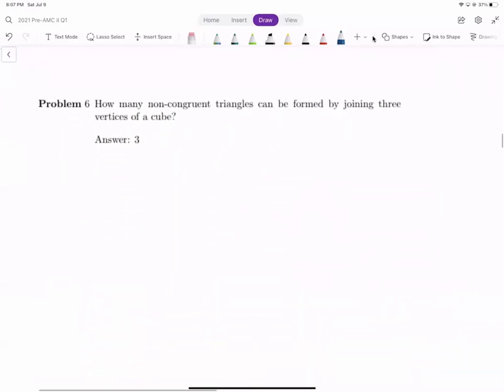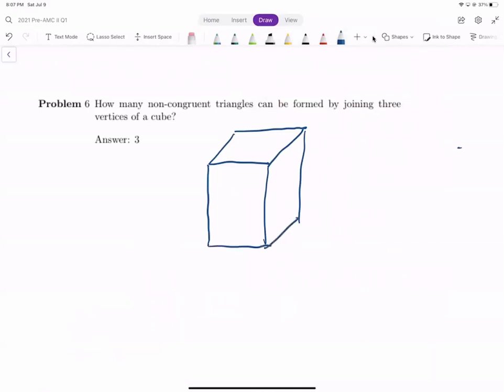Okay, question number 6. How many non-congruent triangles can be formed by joining 3 vertices of a cube? Okay, let's see. So this is a cube, right? It has 8 vertices. So this is vertex, this is vertex, this is vertex, this is vertex, this is vertex, this is vertex, this is vertex, and this is vertex. Okay. Now let's see those non-congruent triangles.